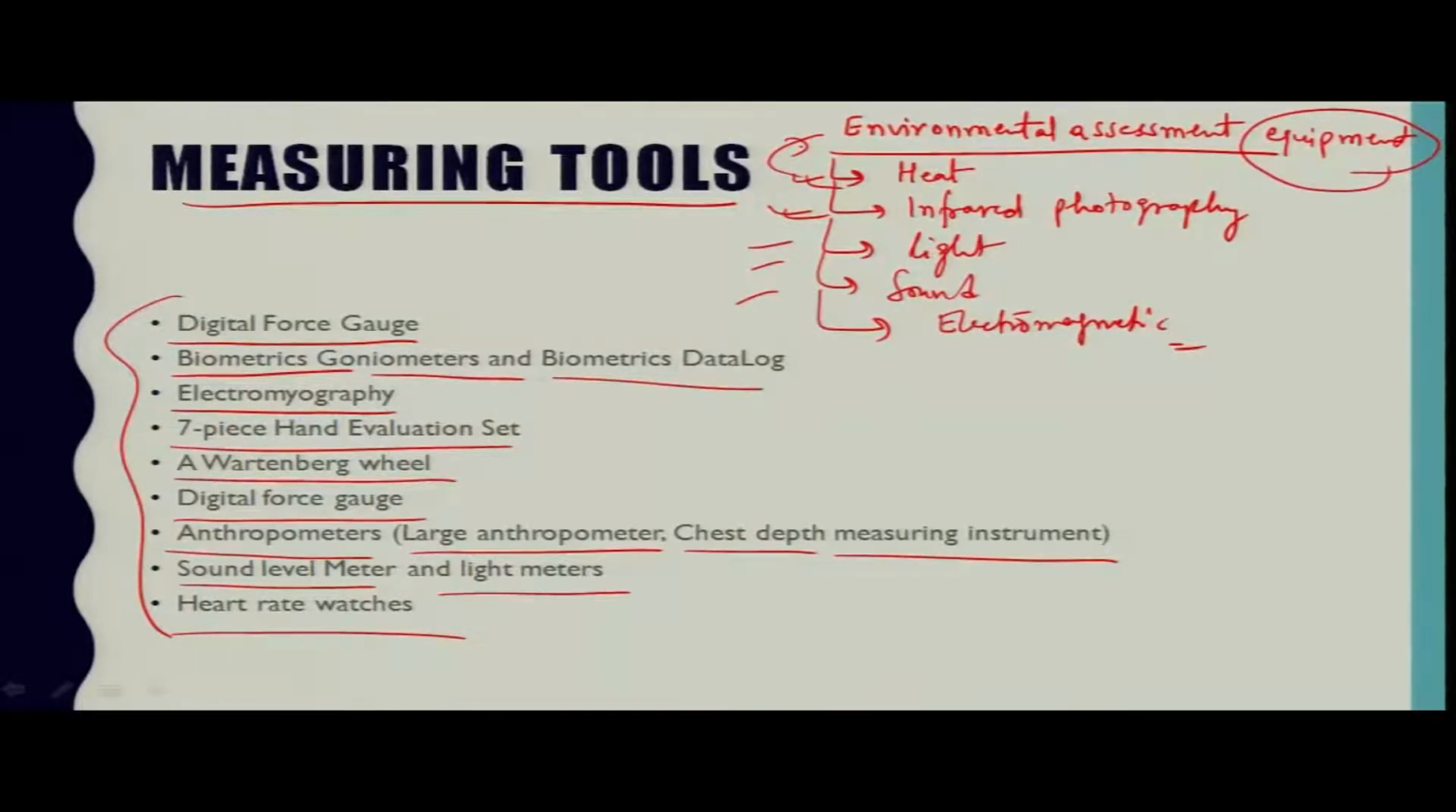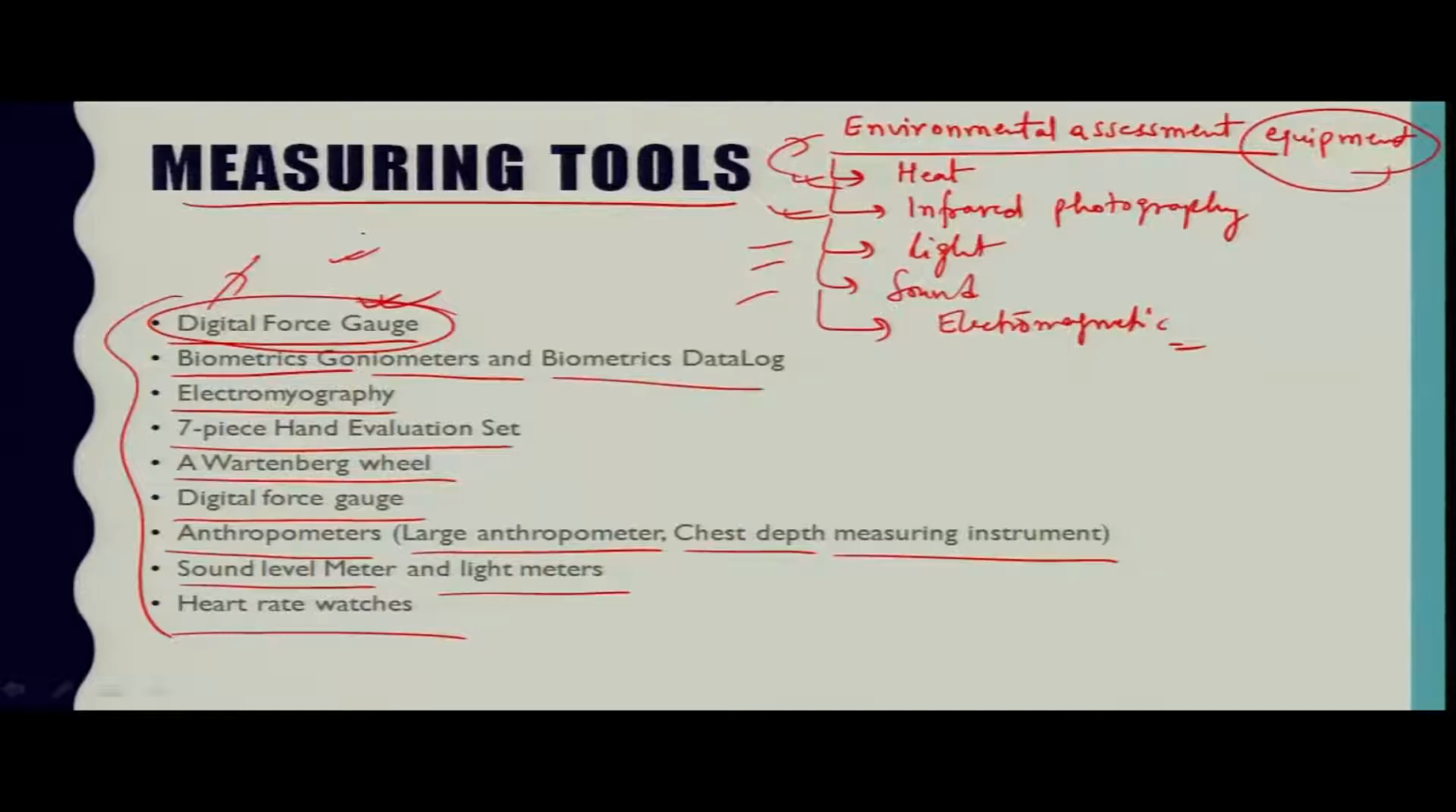Here is the digital force gauge. As the name suggests, it is a force gauge with a digital display, capable of either force or both force and torque measurement. Some varieties can even be coupled with other test apparatus that applies force.